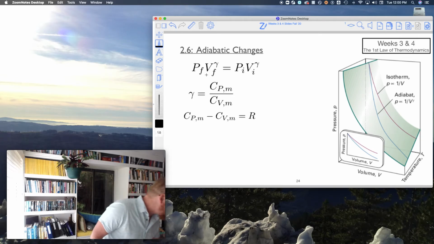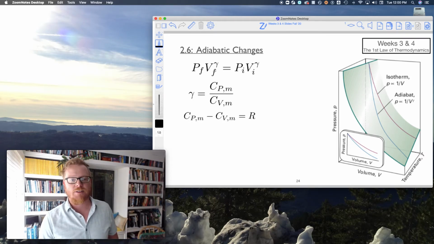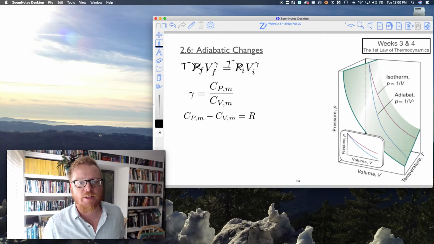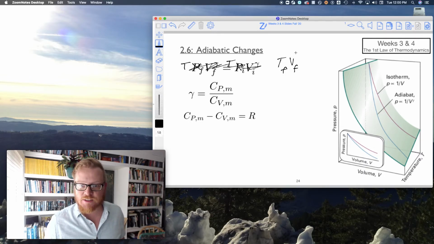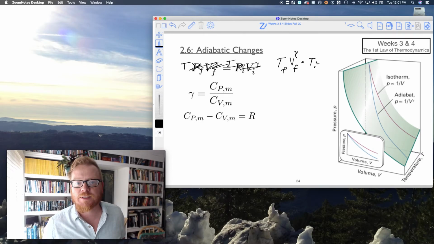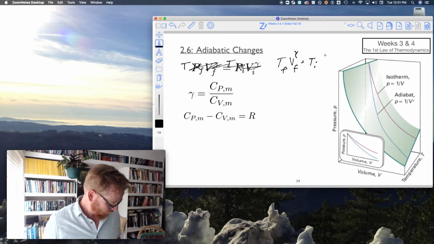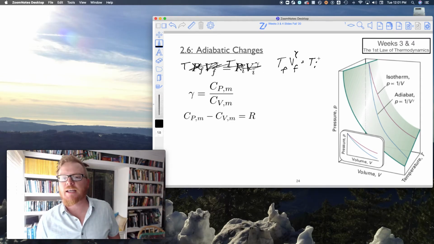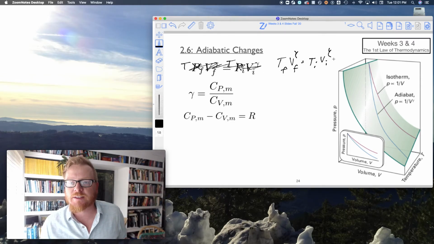You can write this as, so I wrote that as PF and VF, but I think V and T is what I meant to write. Okay, so sorry about that. That should be T, and that should be T. So let's rewrite that. So that should be T final times V final. And I'm going to put a new exponent in there that we're going to talk about now, equals TI times VI raised to this constant gamma.